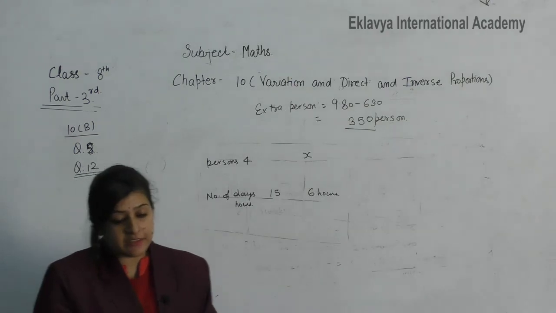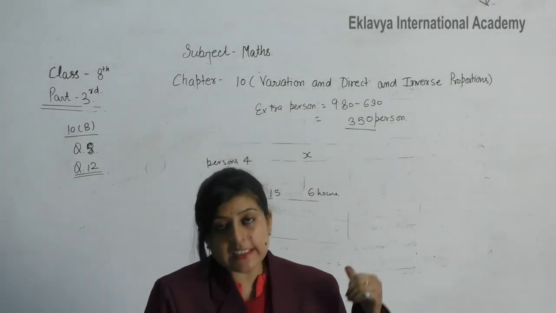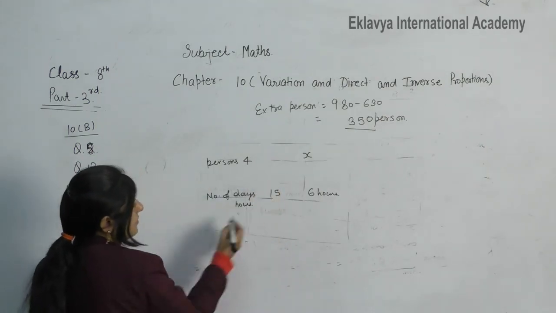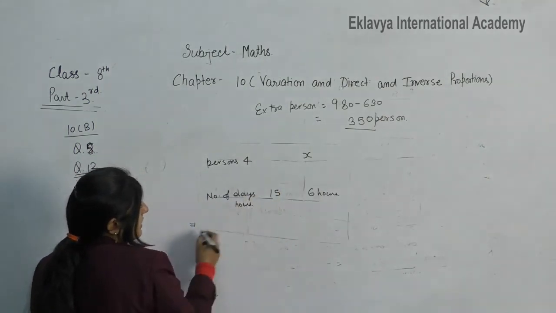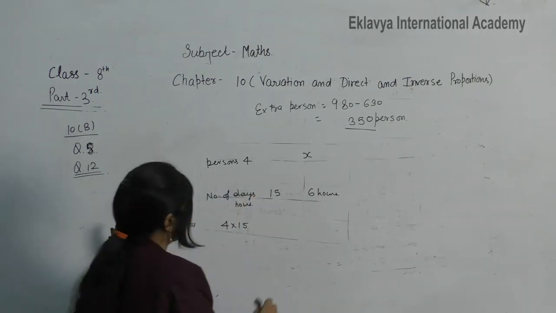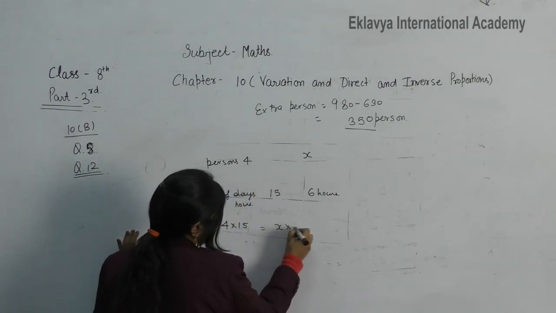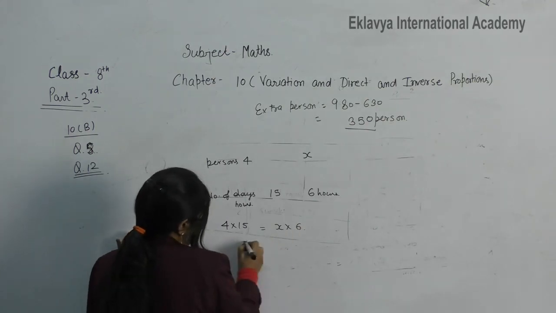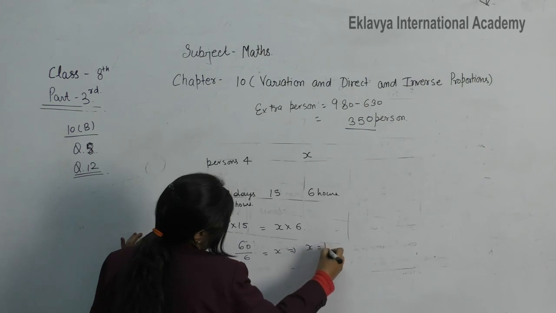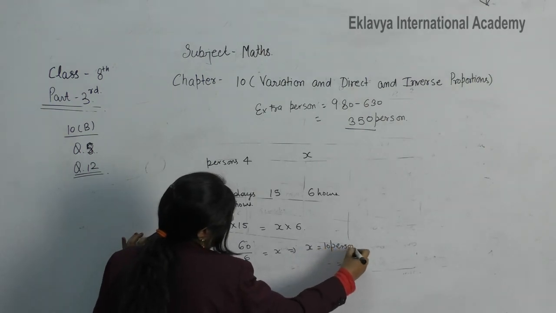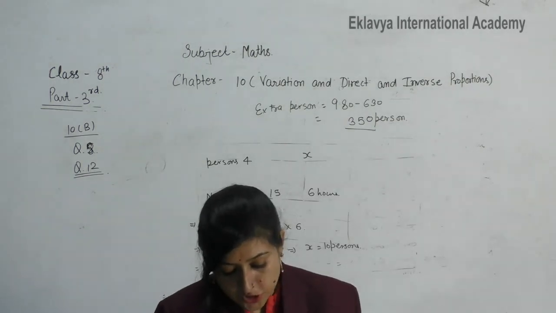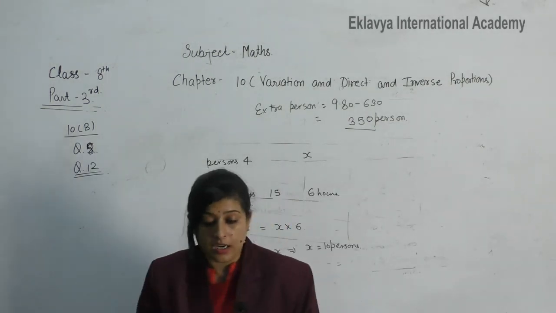It is already given to you in the statement that this relation is inversely proportional. It means we will do the same thing: the multiplication of these two quantities should be constant. Then it becomes 60 upon 6 is equal to x, that is x is equal to 10 persons. It means 10 persons are required to complete this job in 6 hours.